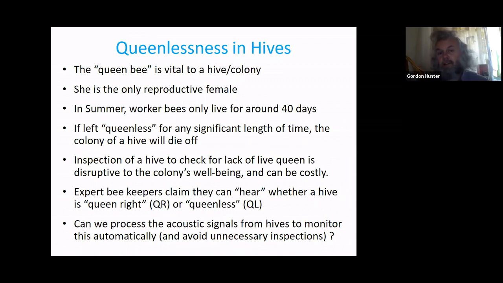So the queen is vital to the colony because she's the only reproductive female, and worker bees in the height of summer, when they're most active, they only live for about 40 days. So if the queen dies, that can be an absolute disaster for the hive. It can mean the colony will die out very quickly. So we were trying to see if we could distinguish between queen right hives, where they had a healthy queen, and queenless hives where they didn't.